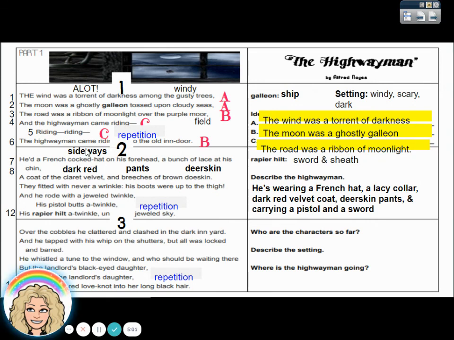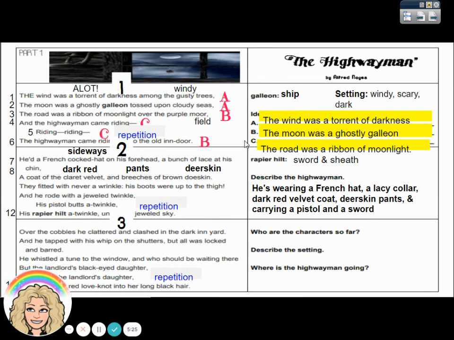Cocked hat, he said, was sideways. Claret is dark red. Breeches is pants. Doeskin is deerskin. And a rapier hilt is his sword and sheath. Then we described him in our own words. He's wearing a French hat, a lacy collar, dark red velvet coat, deerskin pants, and he's carrying a pistol and a sword.